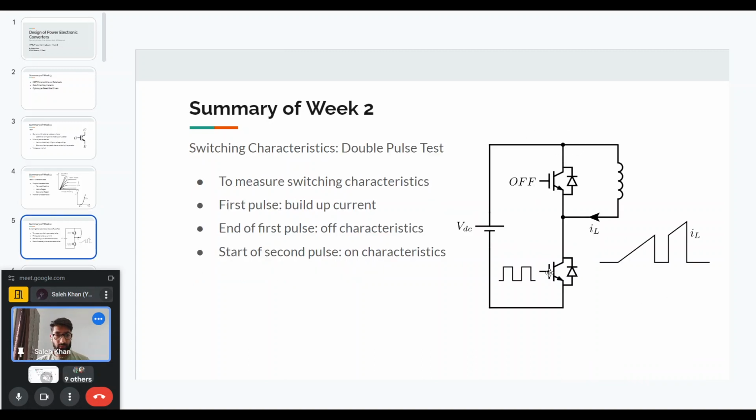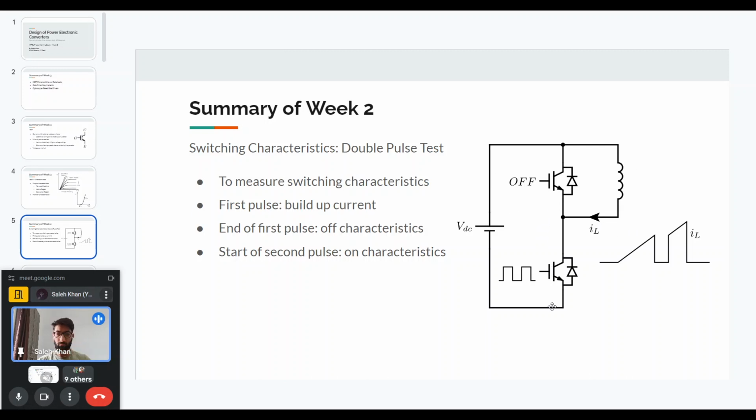Next, we have the switching characteristics, but before talking about them, we can mention how these switching characteristics are measured. The datasheet values that are given, how do they actually measure these times and energies and all these things? It is done with something called a double pulse test.